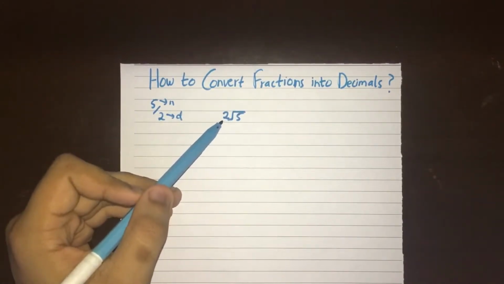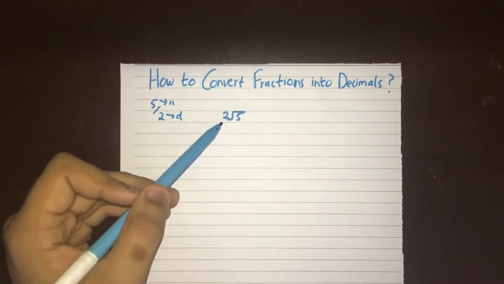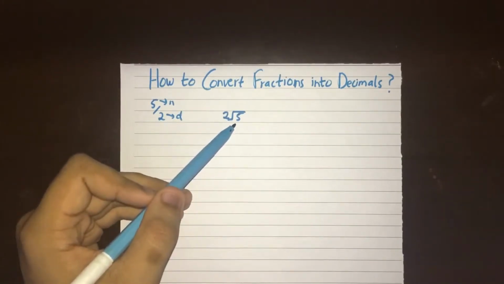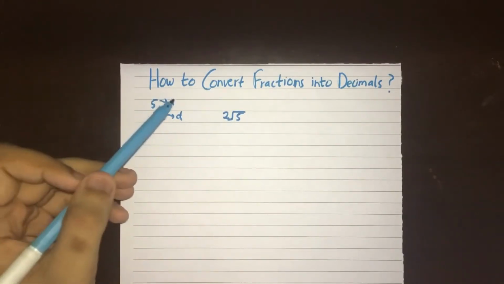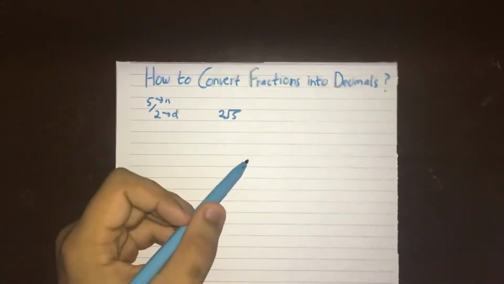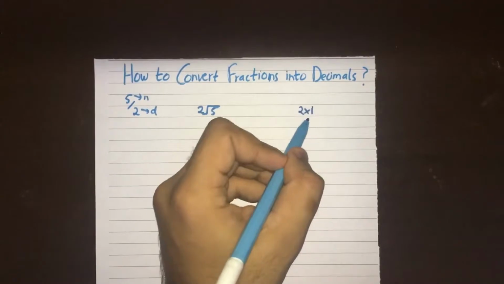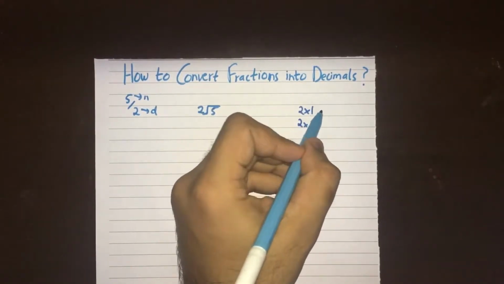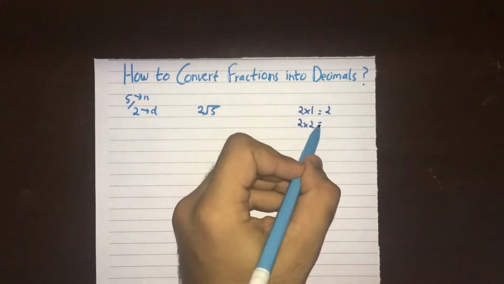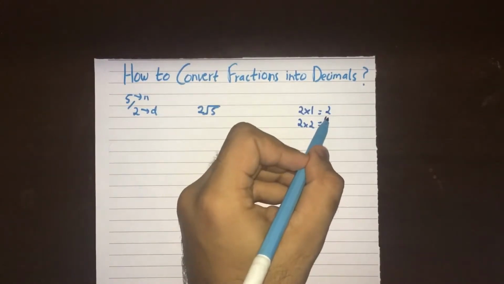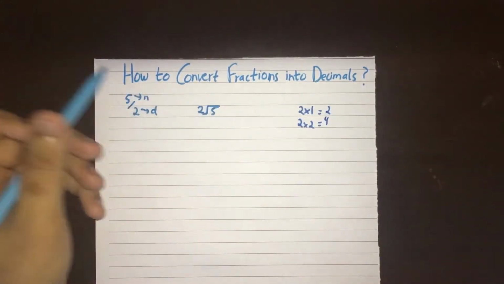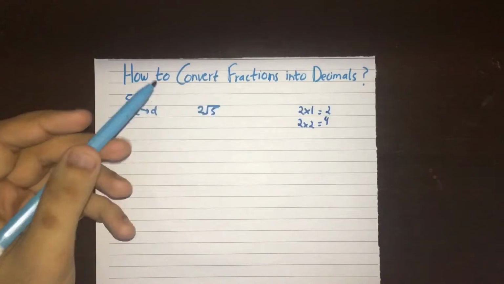So what is the nearest number to 5 in the table of 2? Like 2 into 1 and 2 into 2. What is 2 into 1? 2 into 1 is 2. What is 2 into 2? 2 into 2 is 4. So the nearest number in the 2's table is 2 into 2, which is 4.